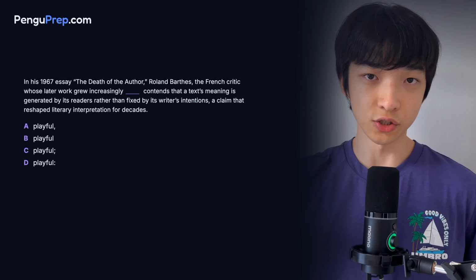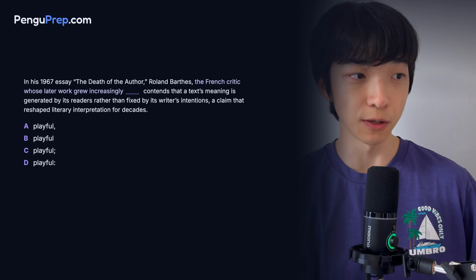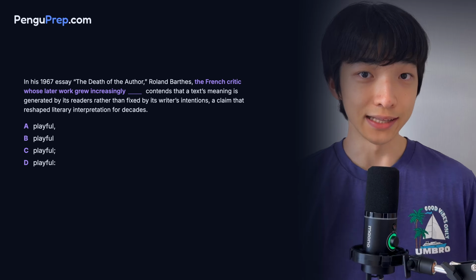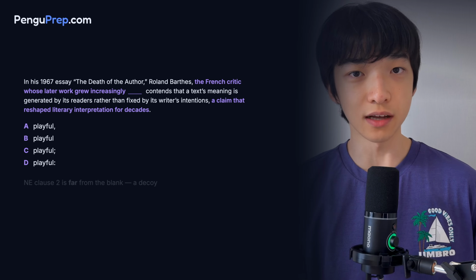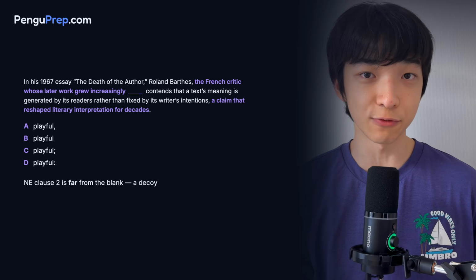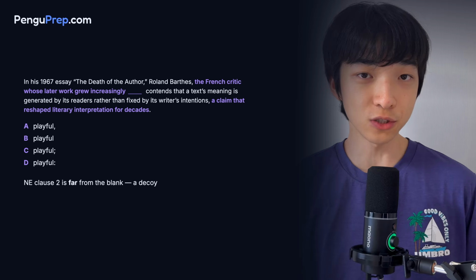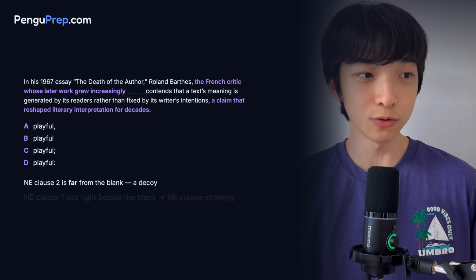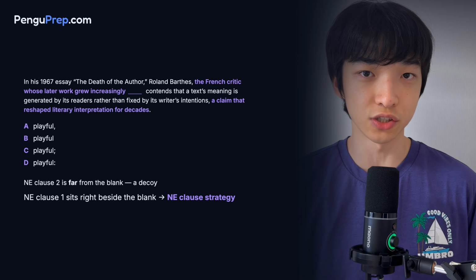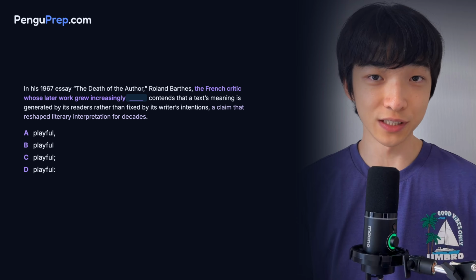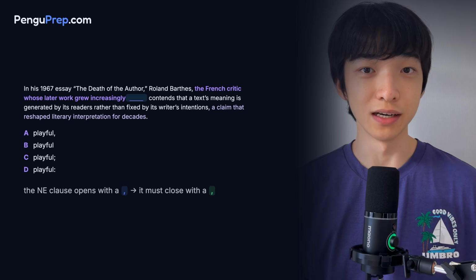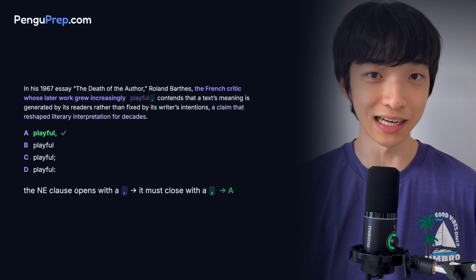There are two non-essential clauses in this problem. The first is from "the French" to "increasingly playful," and the second is from "acclaim" to "decades." Now, the second non-essential clause is not directly next to the blank, so it is not relevant to solving this problem. But the first one is next to the blank, so this problem needs to be solved using a non-essential clause strategy. Now, the non-essential clause begins from "the French" and ends at "increasingly playful," and it begins with a comma, so it must end with a comma. So the correct answer is A.